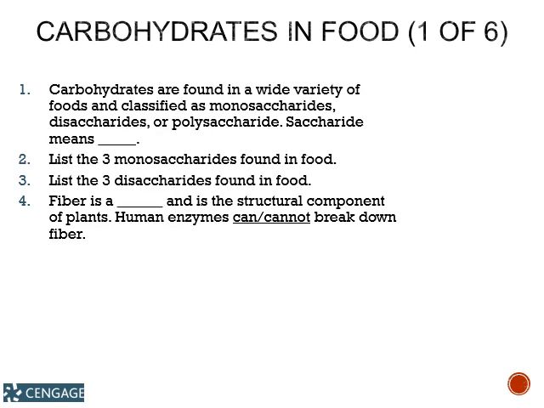Carbohydrates in food continues here with some fill in the blank. And the last sentence asks you to select whether you can or cannot. So we'll get to that. Number 1, carbohydrates are found in a wide variety of foods and classified as monosaccharides, disaccharides, or polysaccharides. Saccharide means, okay, you said sugar or sugar unit, you're correct.